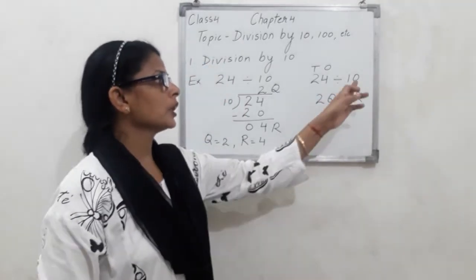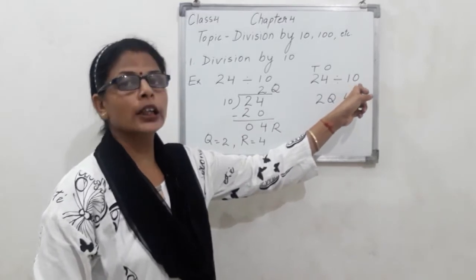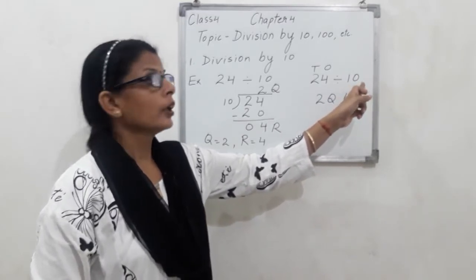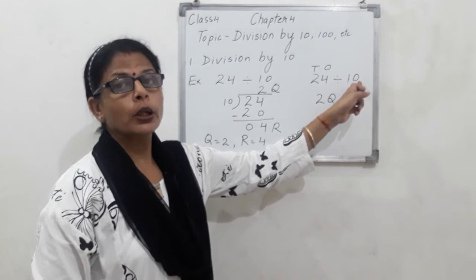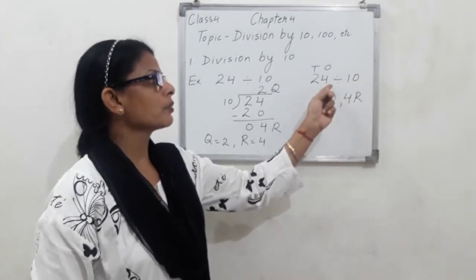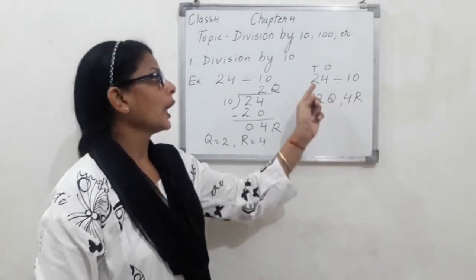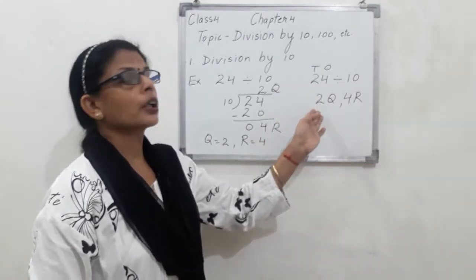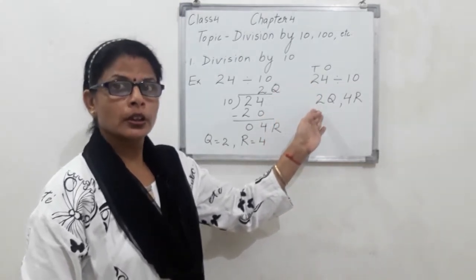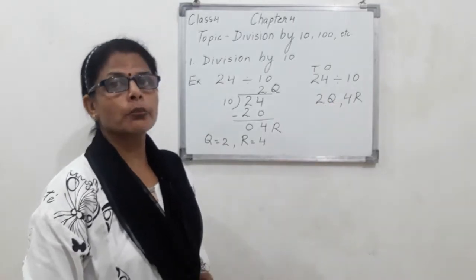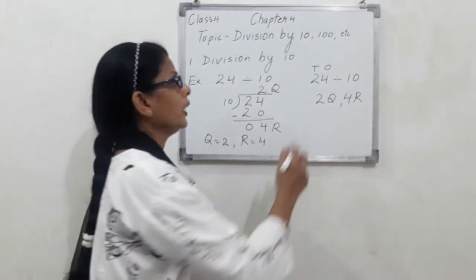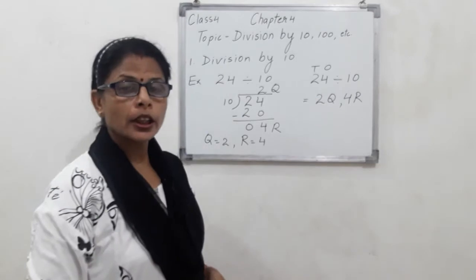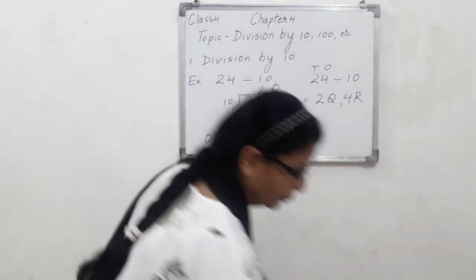Simply you have to see how many zeros are given in the divisor. In the divisor there is 1 zero. So the ones place will become the remainder and the tens place or whatever places are given will become the quotient. Clear students? This is the short method of doing division by 10. Clear? One more example I will do.